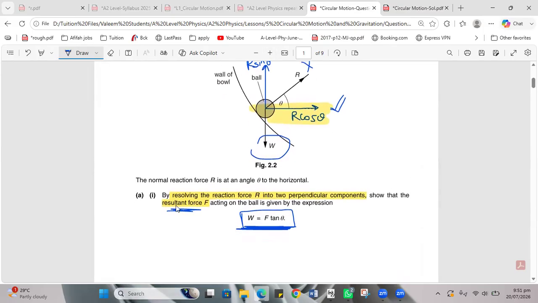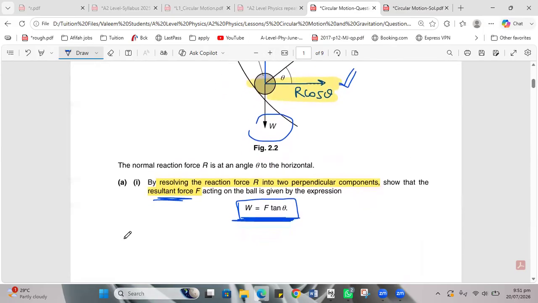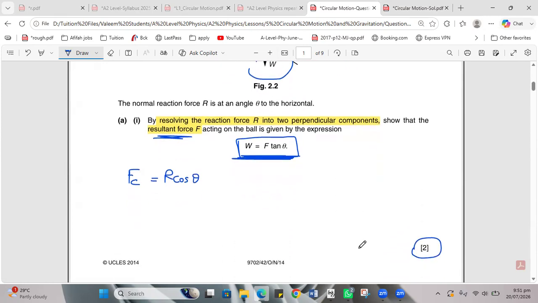Got it? So let me write it down like this. Fc, centripetal force, equals R cos theta. Okay. But I need to somehow bring W into my equation and then tan as well.